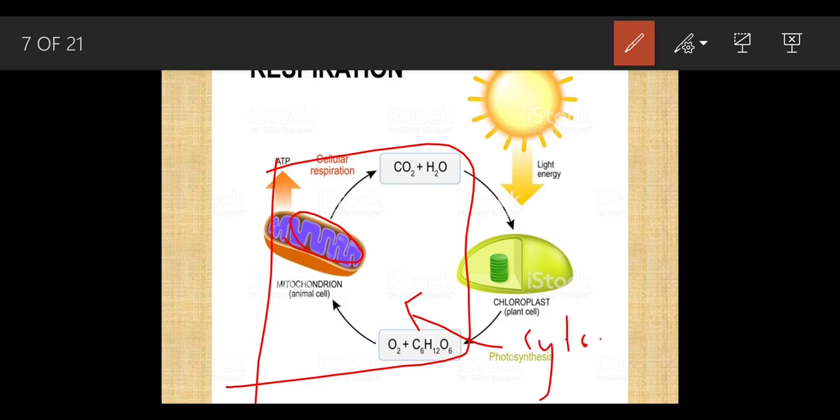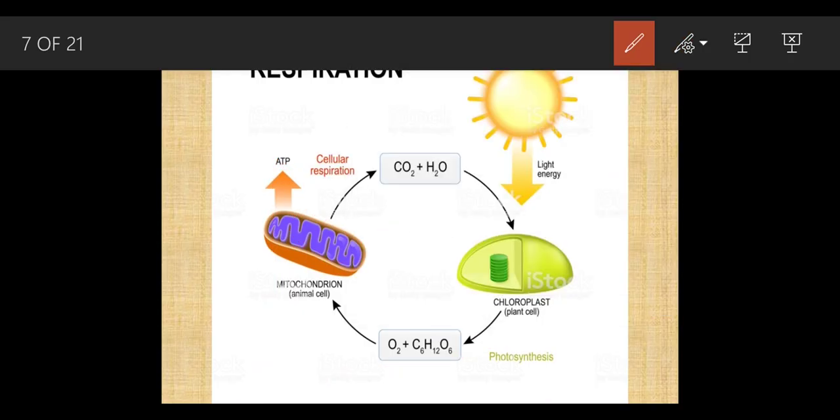What is the function of the cytoplasm? We have already completed this cell chapter. The cytoplasm is where all the chemical reactions take place. And what is the function of the mitochondria? To release energy in the form of ATP. So what is going to happen? I am just going to explain it slowly.